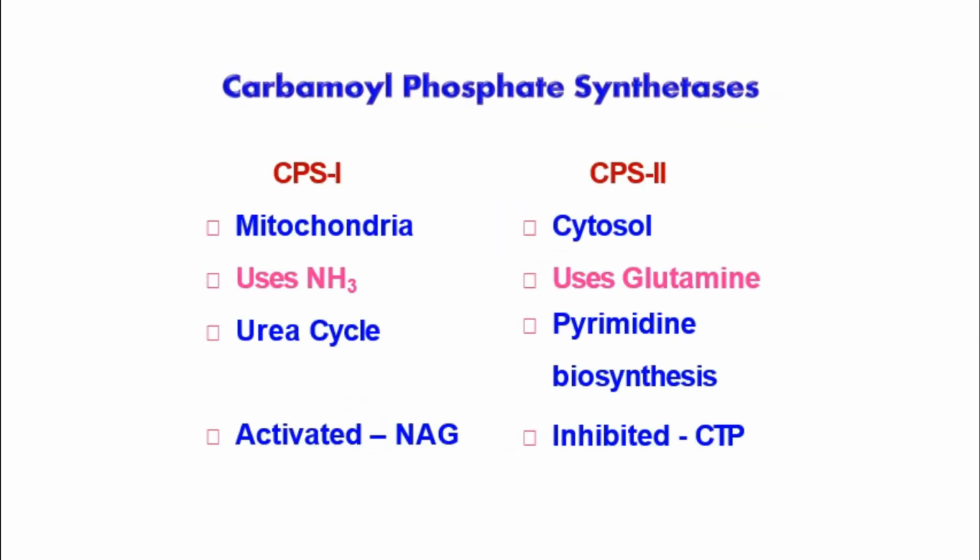See the differences between the 2 enzymes, CPS1 and CPS2. CPS1 is mainly found in mitochondria, CPS2 in cytosol. One uses ammonia, the other uses glutamine. One is a part of the urea cycle, the other is part of pyrimidine synthesis. One requires N-acetyl glutamate, the other does not.